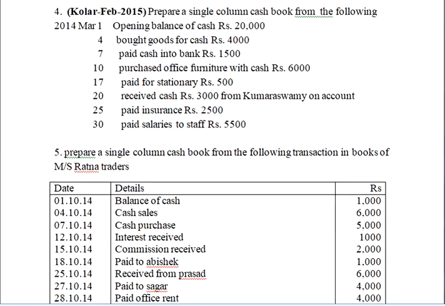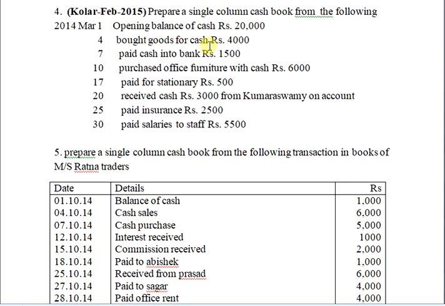Moving on to the fourth problem. See here, February 2015 is given. So this is a problem of examination, my dear students. Prepare a single column cash book from the following. 2014 March 1st is given. Opening balance of cash rupees 20,000 is given. That is the opening balance, so on the debit side you will record balance brought down 20,000.